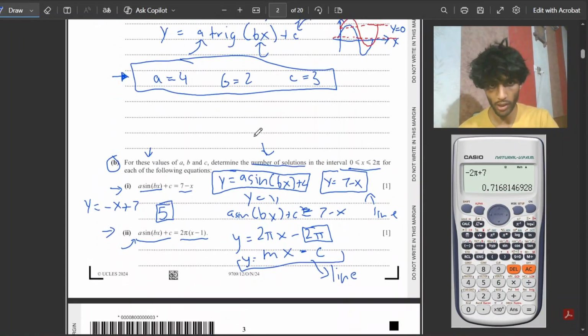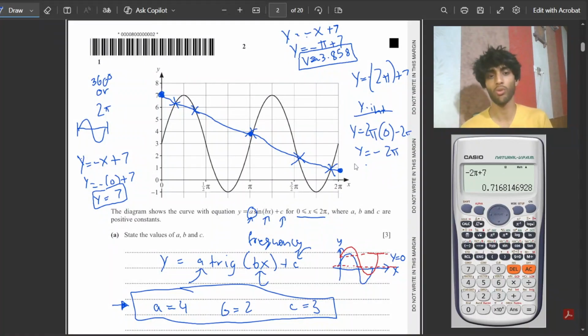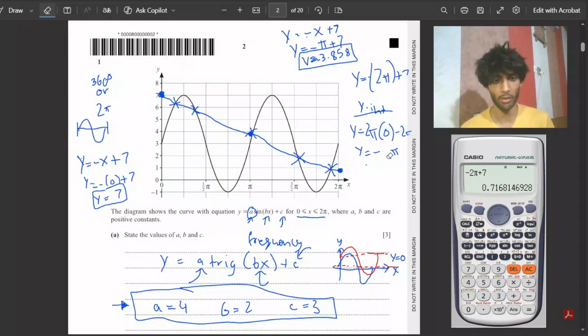Therefore, what we can do is first find out the intercept value maybe. So we can find out the y-intercept. So we could do y equals 2 pi, put x as 0, and then minus 2 pi. So y is going to be equal to minus 2 pi. Oh, we don't have that value. Minus 2 pi is going to be negative 6 point something, and we don't have negative 6 point something over here. Okay, so we cannot choose that value. That means we have to choose a different value.